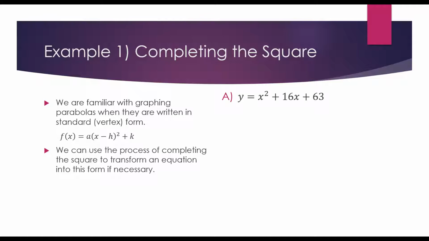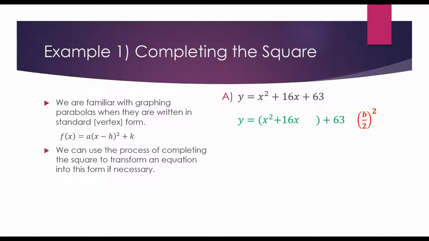So for our first example, we're going to look at y equals x squared plus 16x plus 63. We're going to start by taking just the x terms and putting them inside of a set of parentheses. We're going to kick that plus 63 outside. It's not part of the parentheses party. It's just not cool enough. And you might recall this little formula that we use for completing the square.